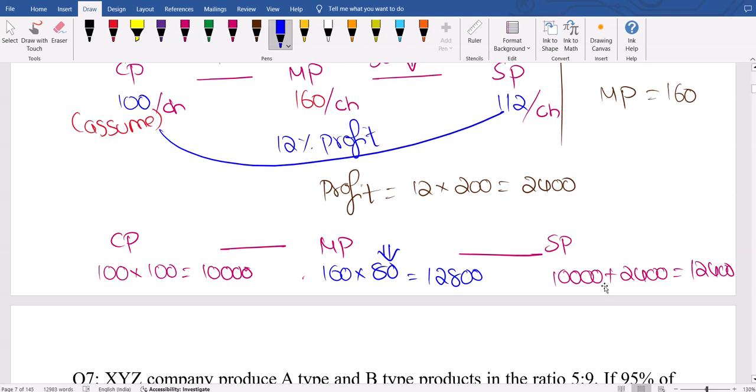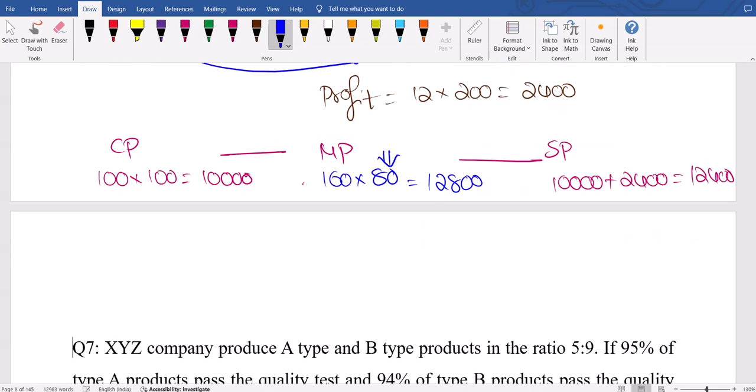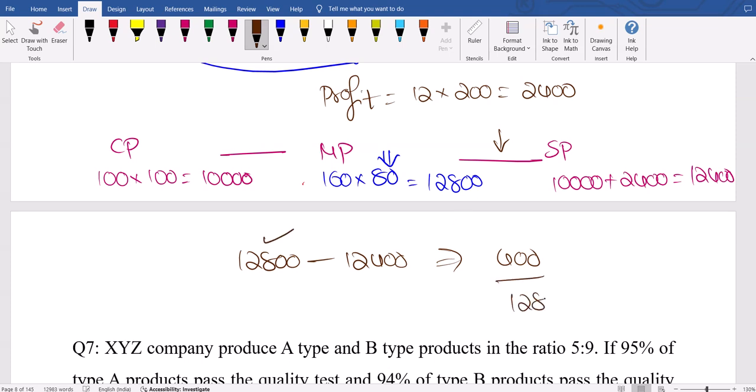We need to change it to 12,400. What is the percentage decrease? How much discount should be given? 12,800 should become 12,400. The discount is 400 from 12,800, times 100.